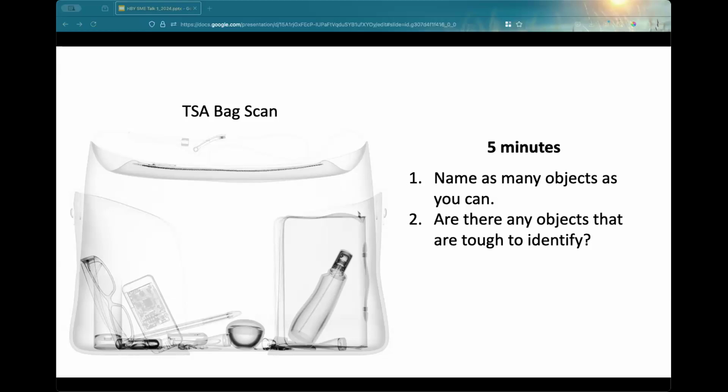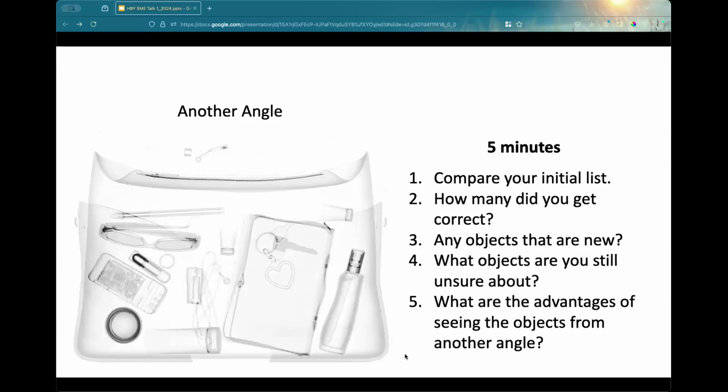So fortunately, we happen to have another view of this, so I'm going to switch to that. Here's a different angle of that same bag. Now look at this and look at what you initially wrote. Are there any objects that are now much clearer that you're like, yes, I definitely got that? What objects are you still unsure about? Is there anything that you see here that you didn't see in that initial picture? Go ahead and drop your thoughts into the chat there.